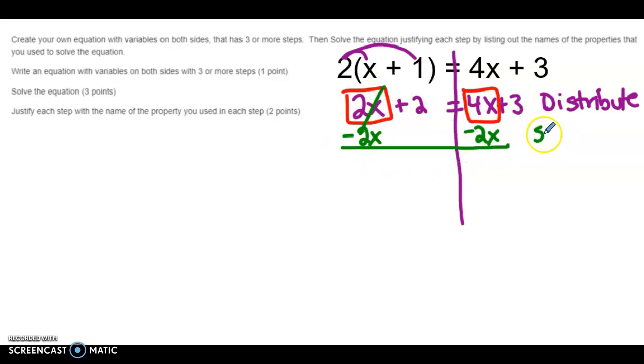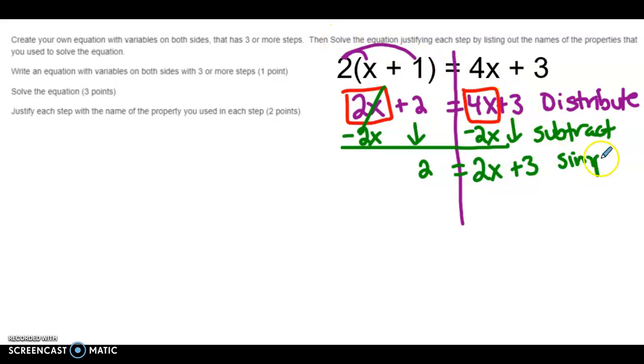So for the reason you'd put subtract or subtraction property. The 2x minus 2x cancels, bring this one straight down. 4x's minus 2x's would leave us with 2x's, and then bring my plus 3 straight down. And if you needed to write a step for that, that would just be simplify.